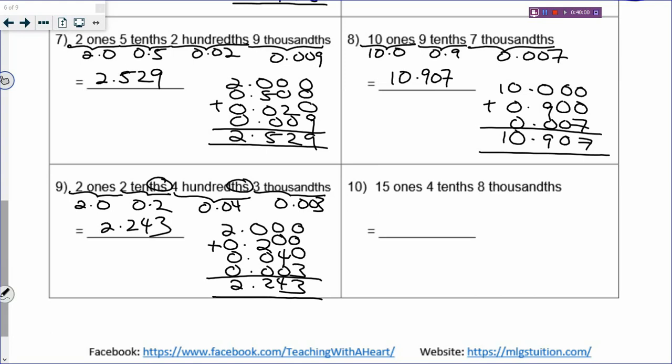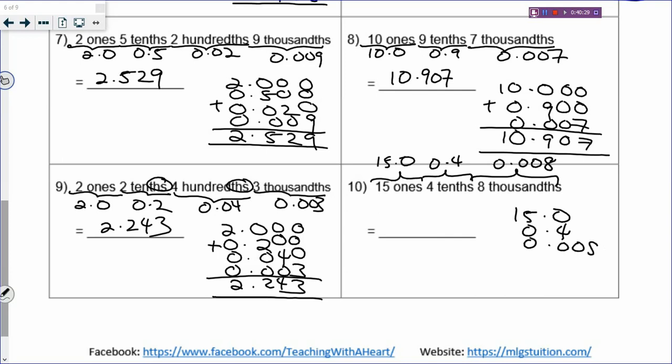Okay, 2.243. Alright, the next one, for those of you who are still trying to do the shortcut, let's see whether you get the answer correct. 15 ones, so 15.0. Those of you who are trying to mentally find out the answer, let's see whether you are right. So 4 tenths, 0.4. 8000 will be 0.008. Okay, then add them together. 15.0, 0.4, 0.008, add them. Alright, and you get 15 point, oh, Mr. forgot something. Put the 0 in the blank spaces. So 15.408. And did you get the answer correct?